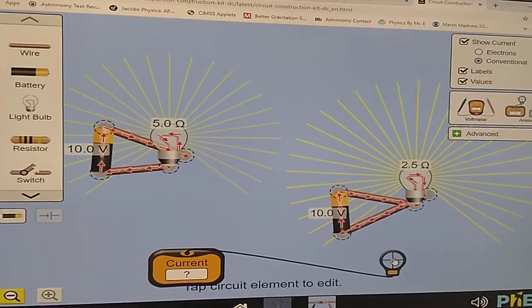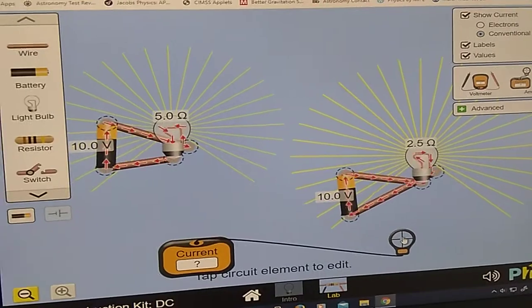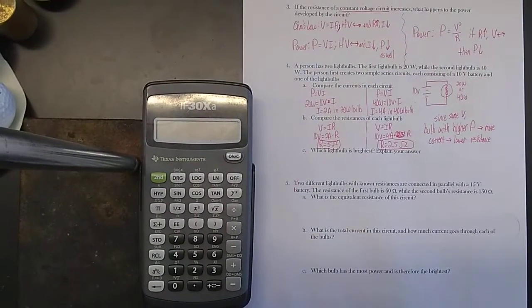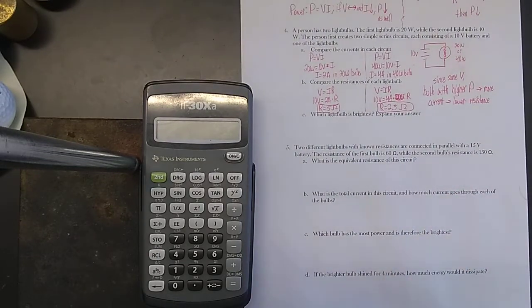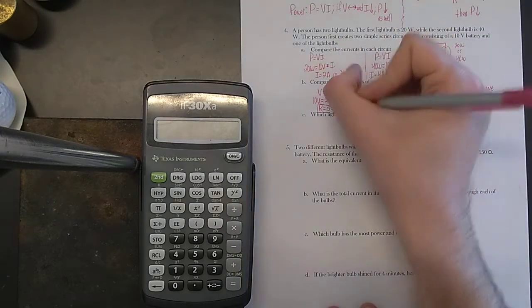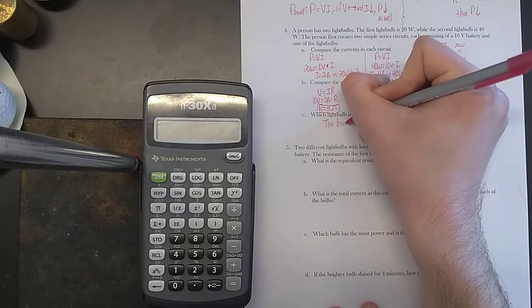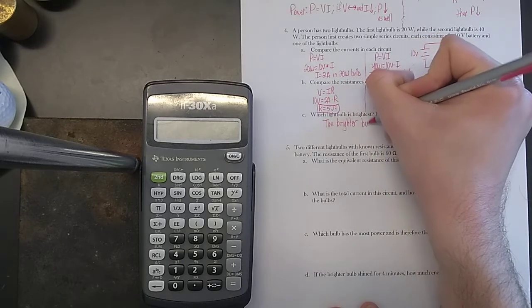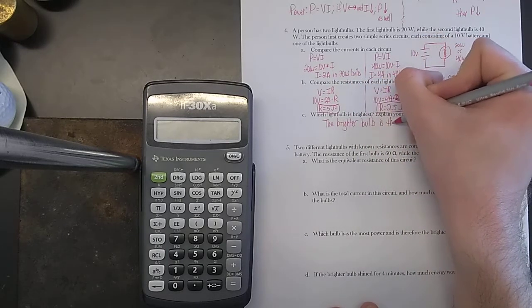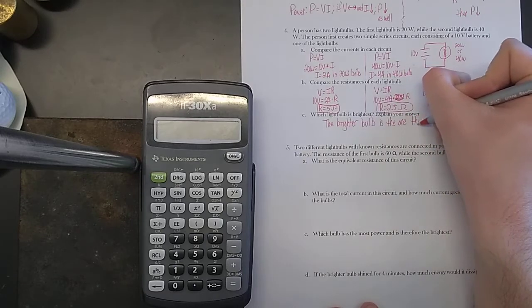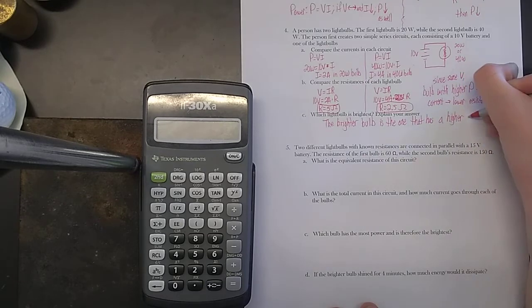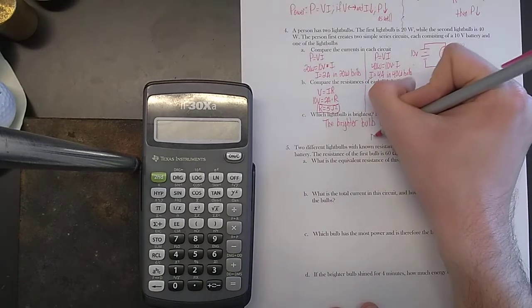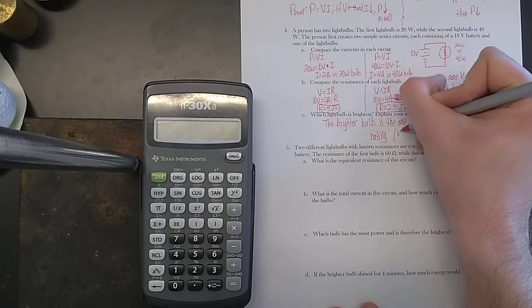And if you remember, what distinguishes that bulb is that it has a higher power rating. So the conclusion here, and this is more important if you get into some of the higher AP classes and you start talking about electricity more: which bulb is the brightest? Explain your answer. The brighter bulb is the one that has a higher power rating. In other words, the 40-watt bulb.